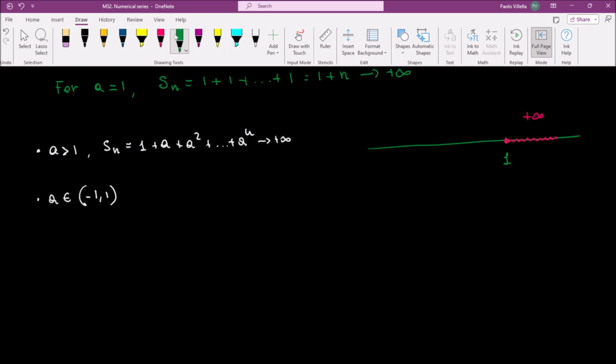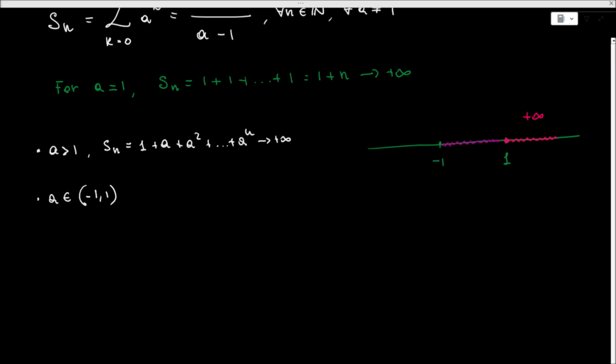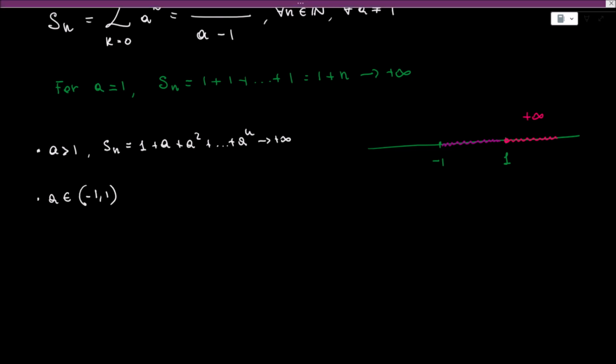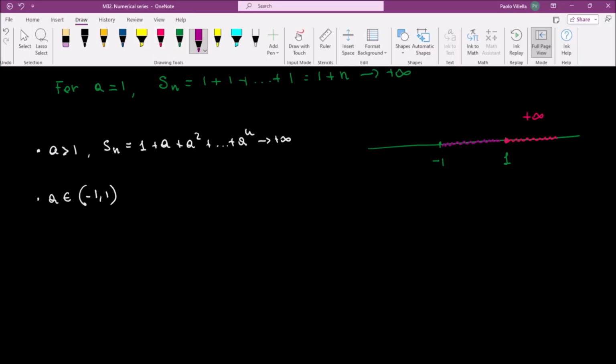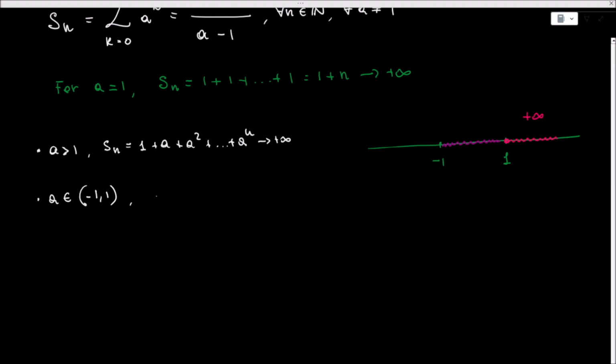Minus 1, 1. And we are looking at these possible values for a. Now, remember that we know that Sn, of course a is different from 1, so we can reuse the formula for the partial sum, which is a raised to the n plus 1 minus 1 divided by a minus 1. And we would like to see what is the limit of this sequence.